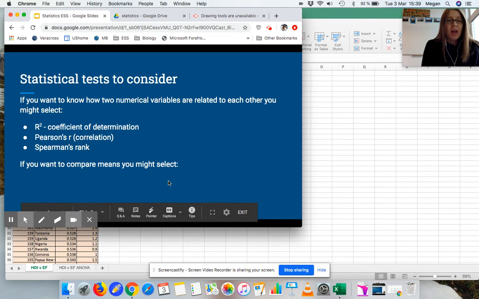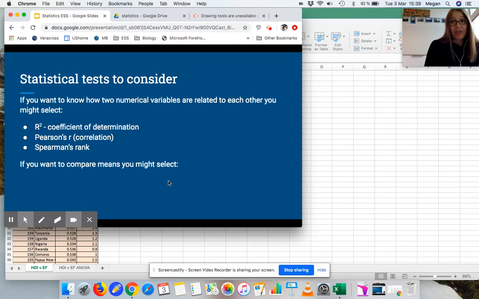Now, another thing that we can do with this data is compare means. If we're comparing the means of two things, like the means of the ecological footprints in Asia versus the means of the ecological footprints in Europe, then if we want to compare two means from two separate groups, we would use a t-test.